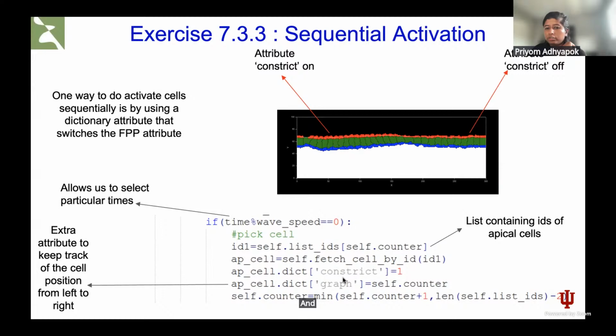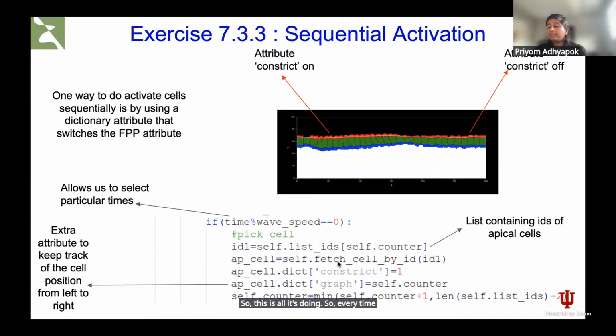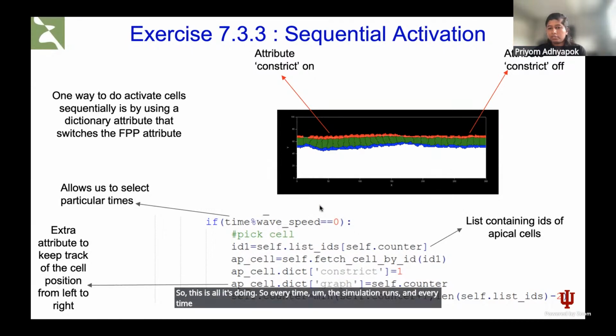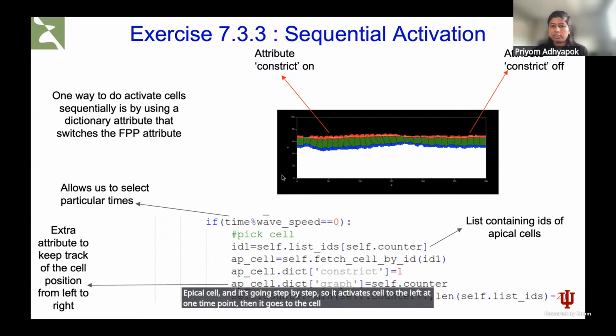And the goal is also to make sure we know which position it lies along in the epithelial column. So this counter that I have just looped over the number of apical cells present lets me keep additional tabs of which particular cell along the column has been activated. So this is all it's doing. Every time the simulation runs, and every time this condition is satisfied, it's activating that apical cell, going step by step. So it activates the cell to the left at one time point, then it goes to the cell on the right every time this condition is met.